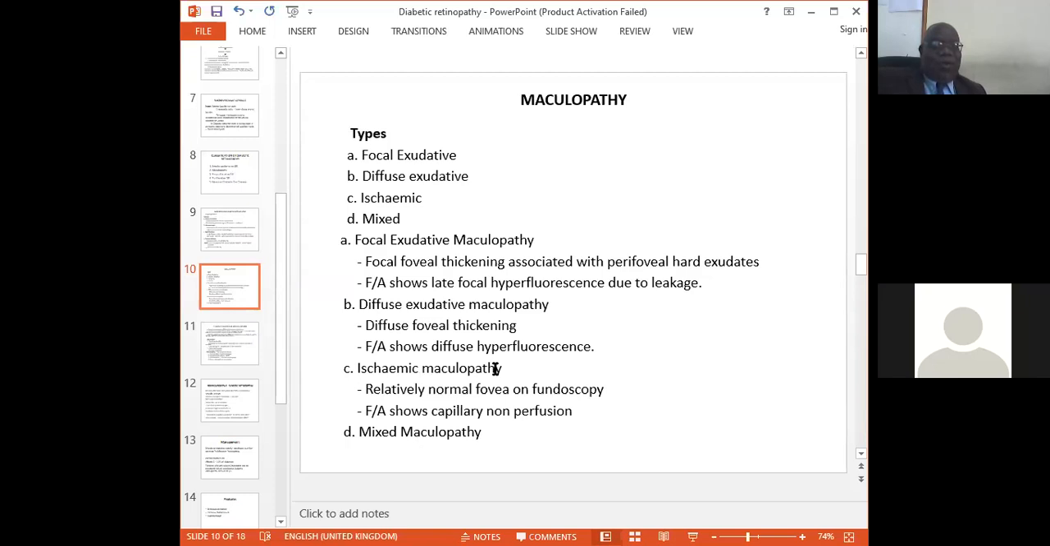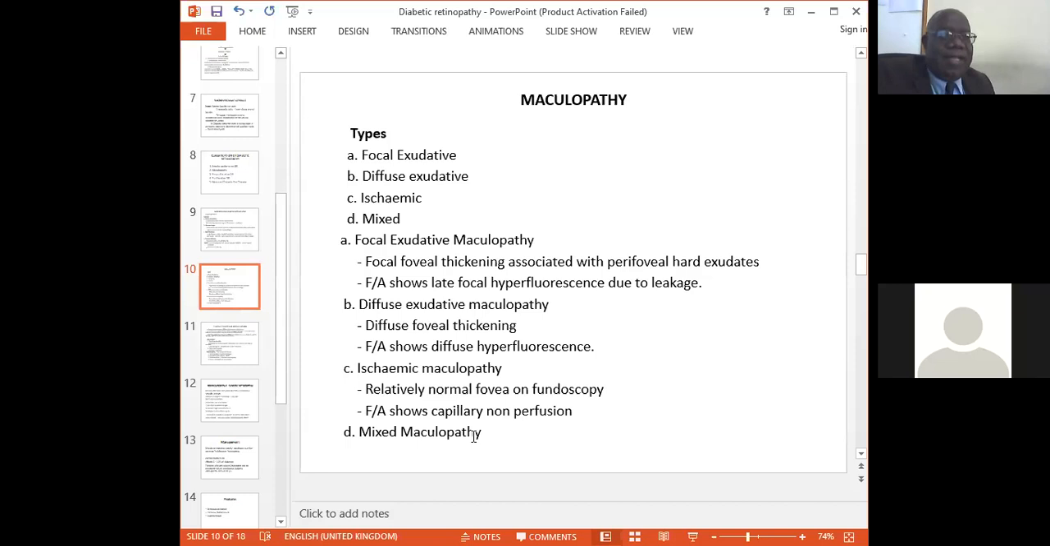In ischemic maculopathy, you have relatively normal fovea on fundoscopy, but the fluorescein angiography shows capillary non-perfusion. The capillaries are not reaching the central part. So you do your fluorescein angiography, the outline of the capillaries are not there around the fovea. And this is what we are referring to as ischemic maculopathy. There is ischemia, no fluid is arriving there.